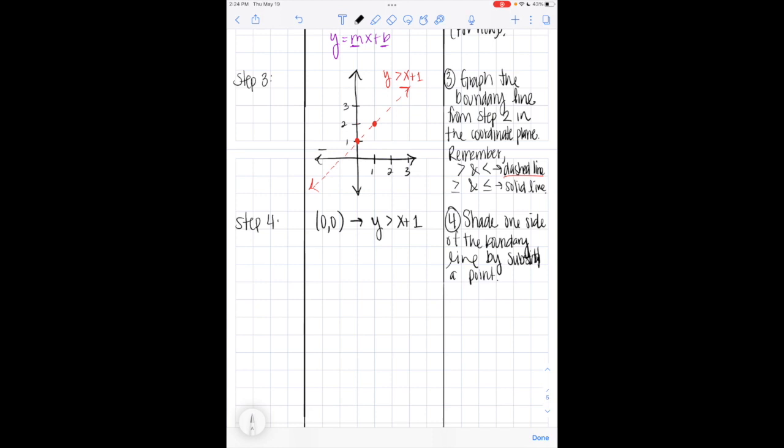So remember this is y, this is x. So 0 is greater than 0 plus 1. 0 plus 1 is just 1. And 0 is greater than 1. Is this true? No, right? 0 is not greater than 1. That means it's not true. That means that this side where the 0, 0 is at, it's not going to be shaded.